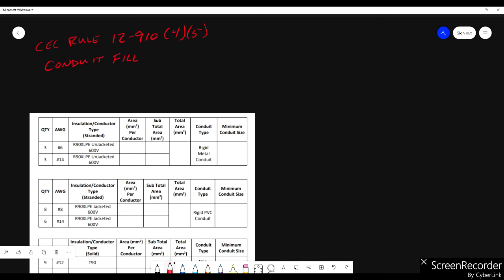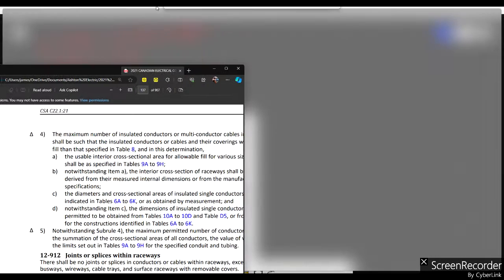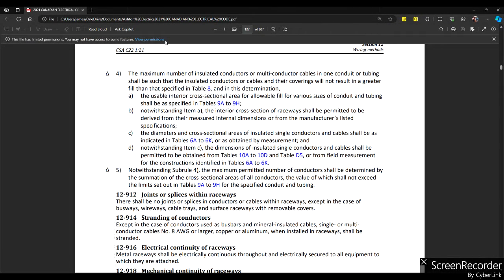Today we're going to look at how we do conduit fill calculations, looking at the Canadian Electrical Code Rule 12.9.10, sub-rules 4 and 5. So I'll slide that over now, and we'll go through it before we do our calculations. There'll be a bit of bouncing around here. There's a lot of tables involved, but the process in itself is pretty straightforward.